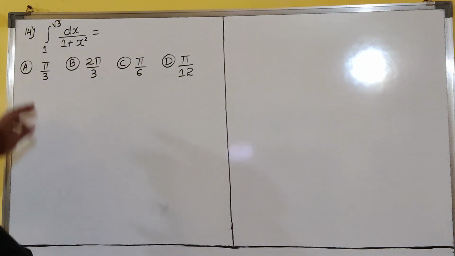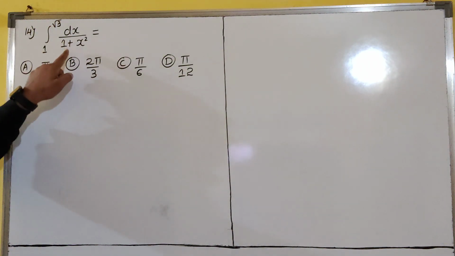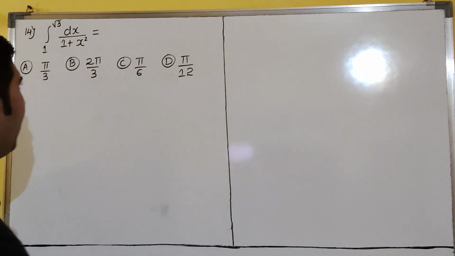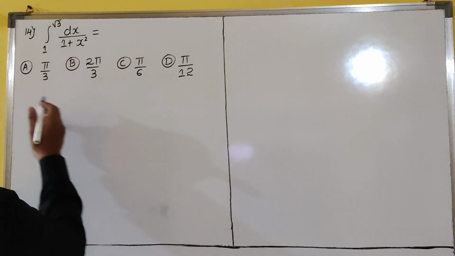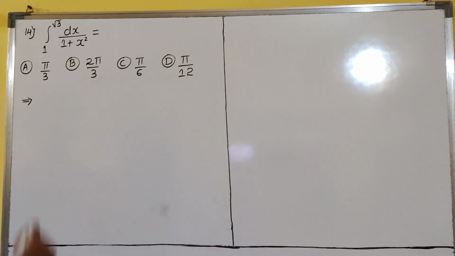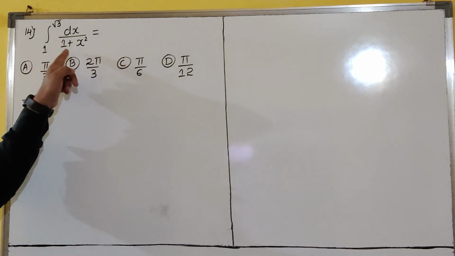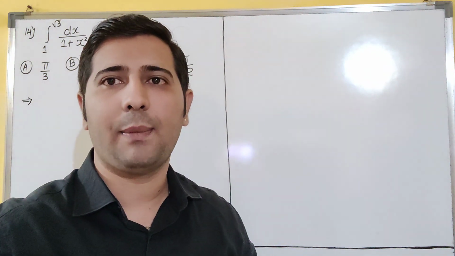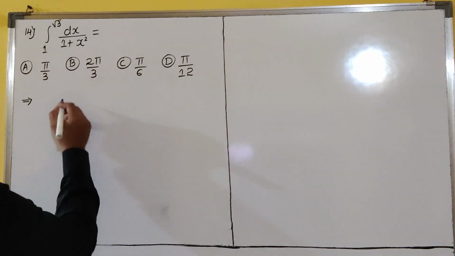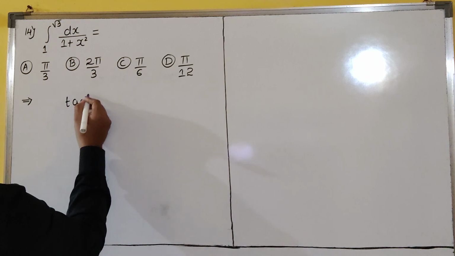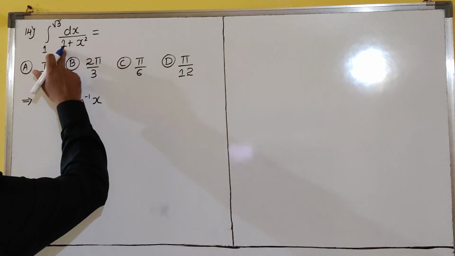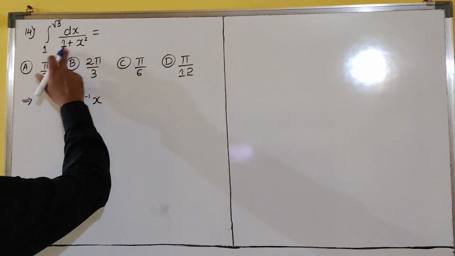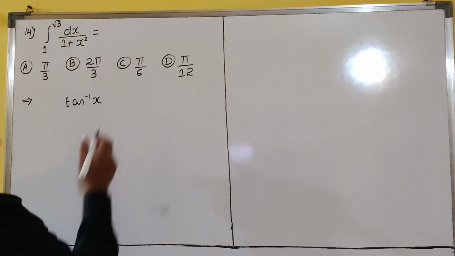So now see here. Integration 1 to root 3 divided by 1 plus x square is equal to. What answer do you have to say here in this option? This is again a halwa question for you. Integration of 1 divided by 1 plus x square is nothing but tan inverse x, dear students. Tan inverse x derivative is what? 1 upon 1 plus x square, no? So integration of 1 upon 1 plus x square is tan inverse x.